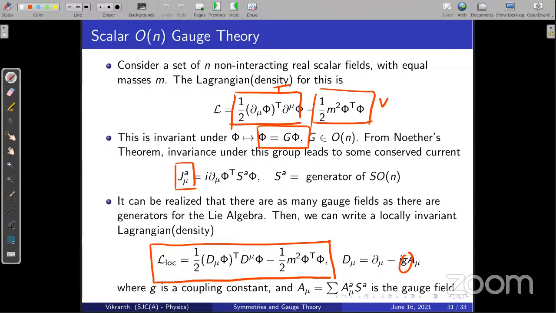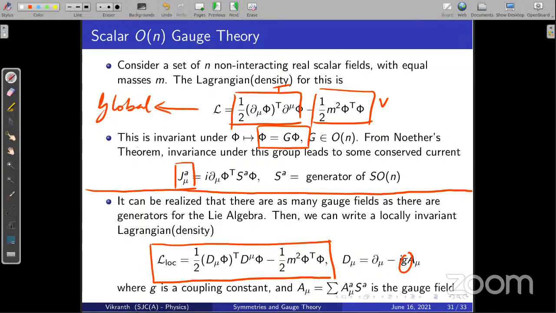Until this red line, the first two points talk about non-interacting Lagrangians or non-interacting fields. These relate to globally symmetric kinds of theories. But a gauge theory has to be invariant under local transformations, so we have to modify our Lagrangian. This was for global, in a sense. But for a gauge theory, we need the Lagrangian to be invariant under local transformations.